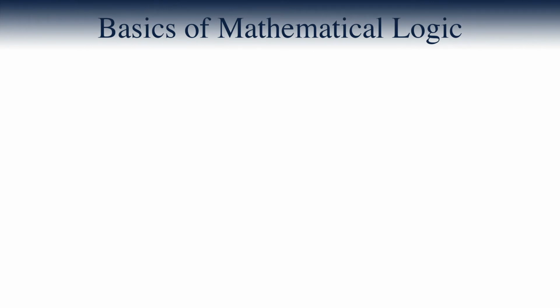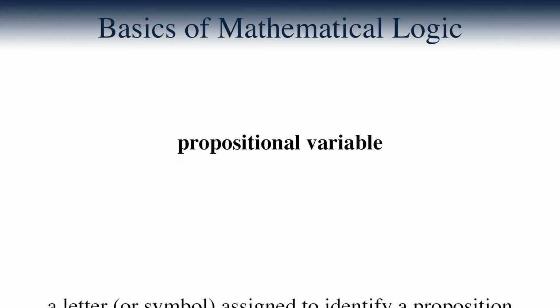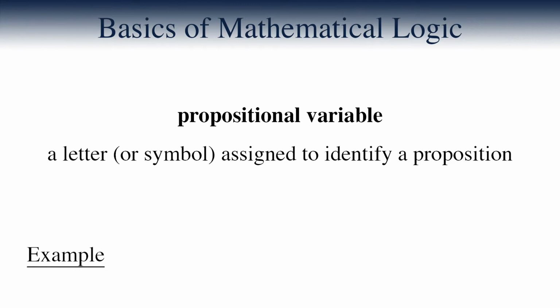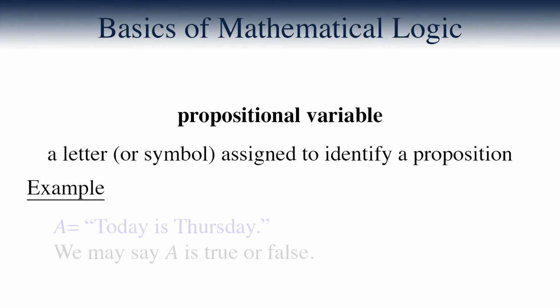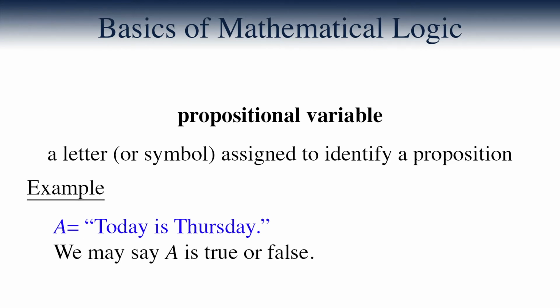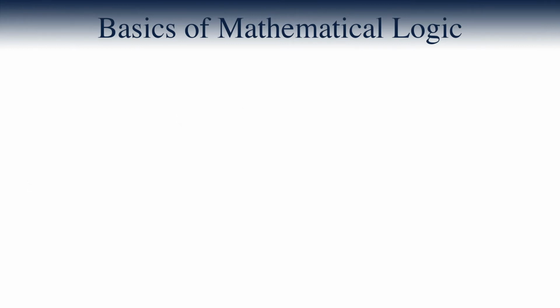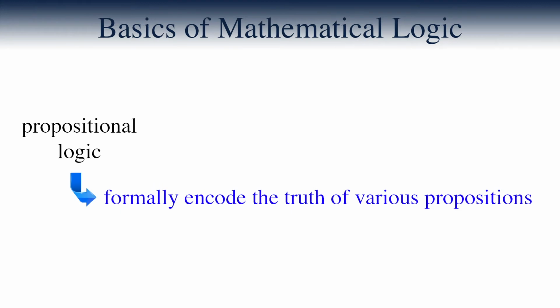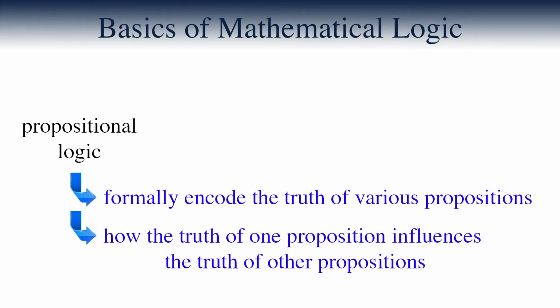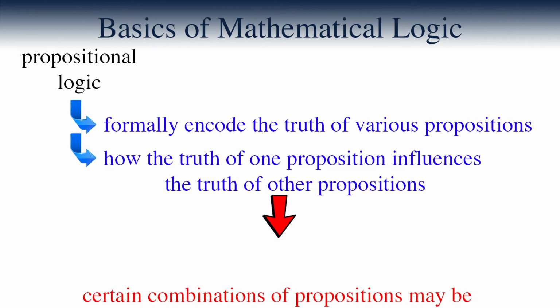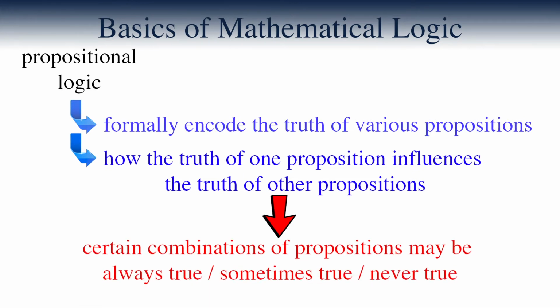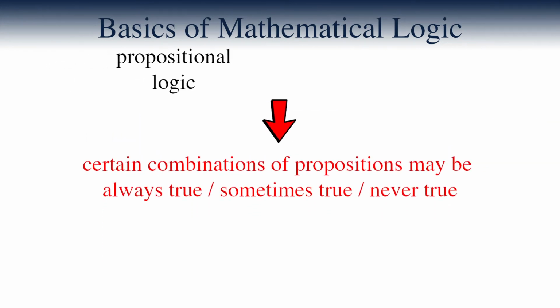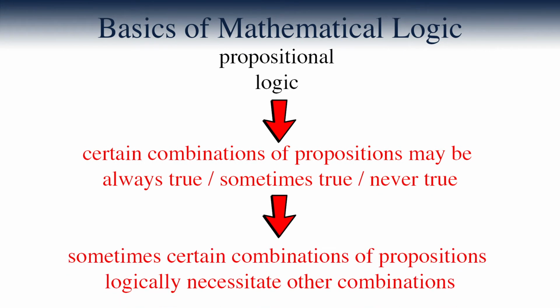Well, it's time to set a symbolized formalism. In mathematical language, we can identify a proposition with a letter, or symbol, which is called the propositional variable. For example, A equals today is Thursday, then we may say A is true or false. Propositional logic enables us to formally encode how the truth of various propositions influences the truth of other propositions, determine if certain combinations of propositions are always, sometimes, or never true, or if certain combinations of propositions logically necessitate other combinations.